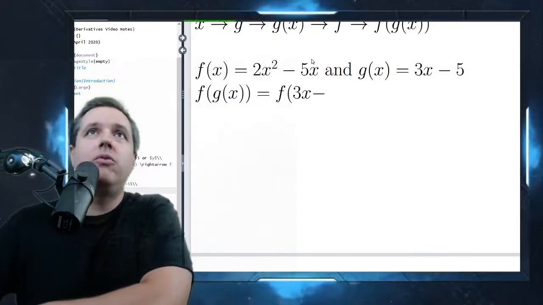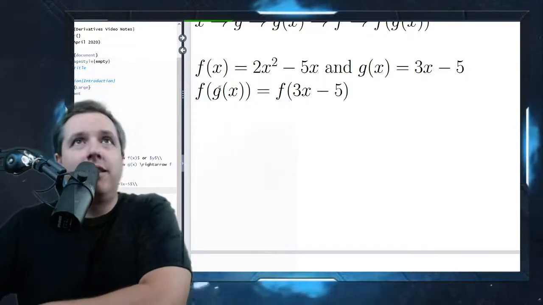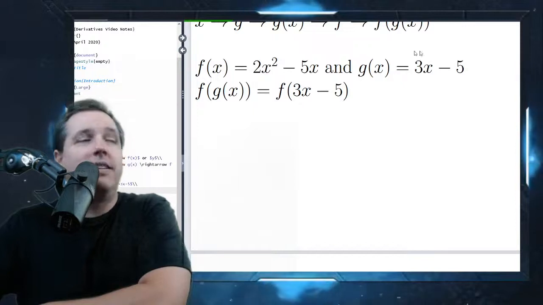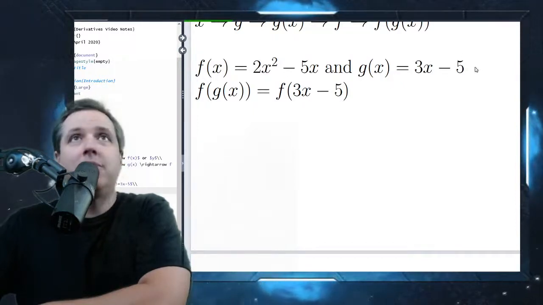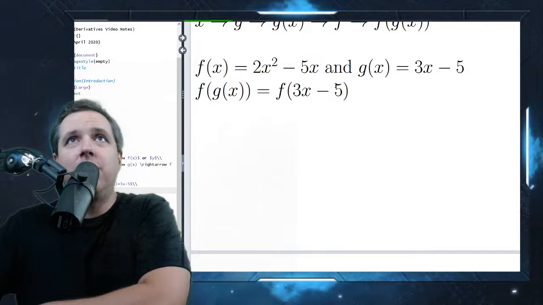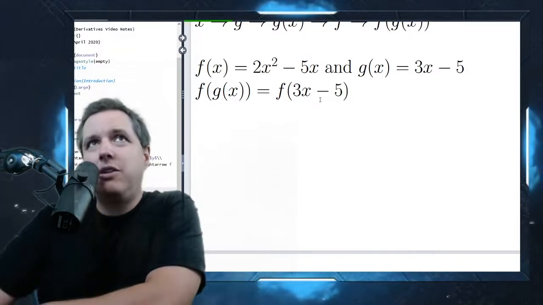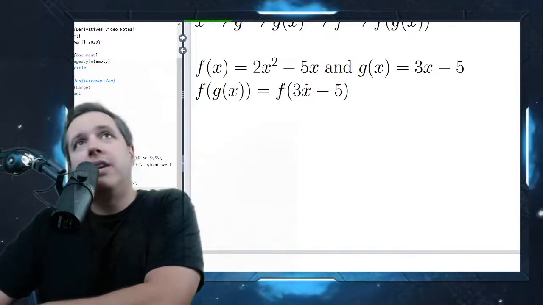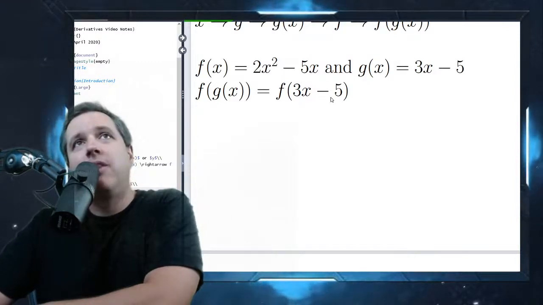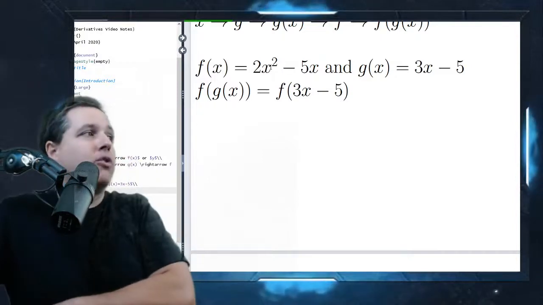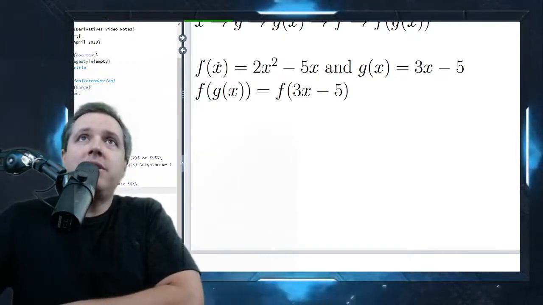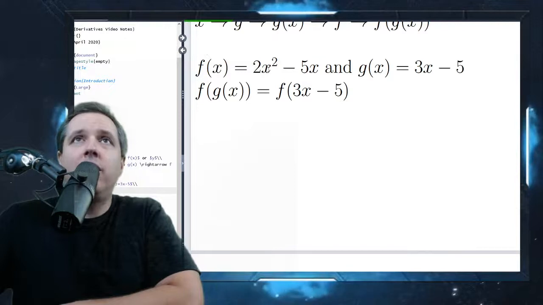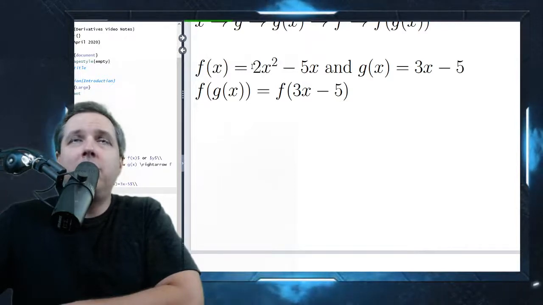Do you see how all I've done is I've turned the g of x into what g of x is equal to over here? g of x is equal to 3x minus 5, so I've turned g of x into 3x minus 5. So what does this notation mean? This means I'm taking the function f, and what I'm plugging into it is the expression 3x minus 5. Okay, well, what's f? Well, let's go look at the rule for f. f says that whatever gets input into f, we're going to square it, then multiply by 2, and then subtract 5 times the input. Okay, so let's write out what that would mean.